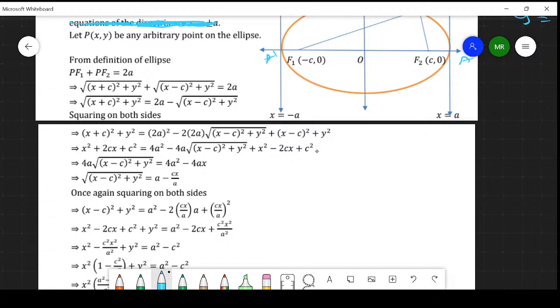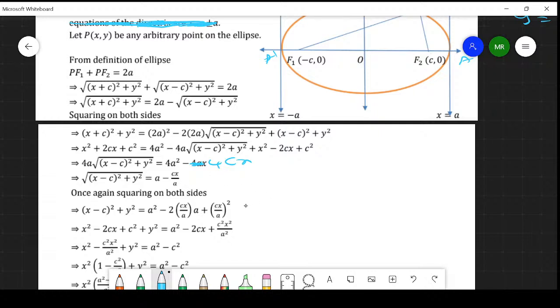When I simplify this equation, you should be careful. If you simplify the entire thing, you will get 4a square minus 4cx. This is 4cx. When you divide by 4a on this side, it will come a minus cx by a. You should be careful, this is 4cx when you are simplifying, not 4ax. Now you divide by 4a.